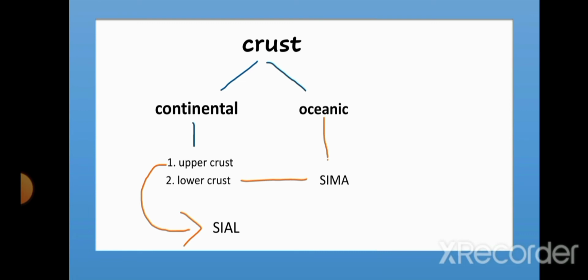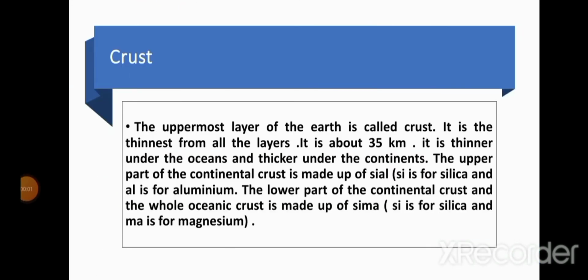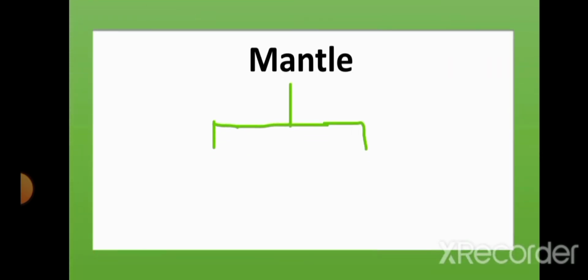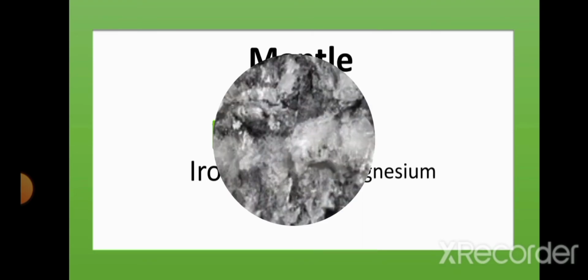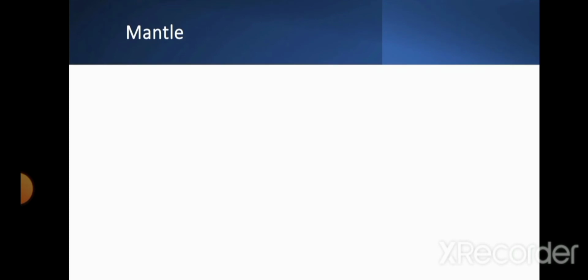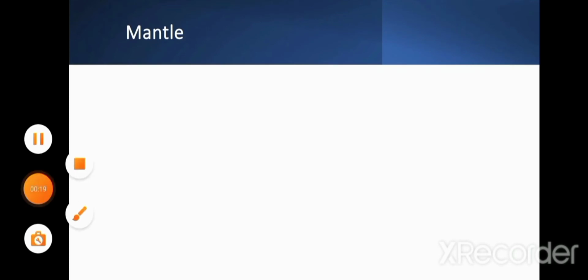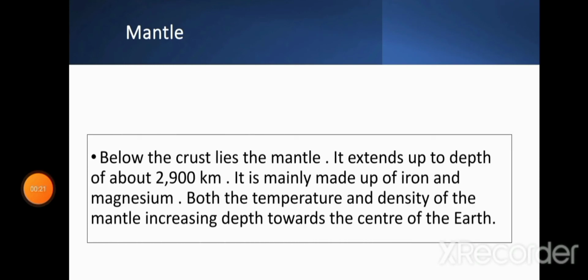Now let's learn about the mantle, the second layer of the earth. Mantle is made up of iron and magnesium. Let's study about it in further detail. Below the crust lies the mantle. It extends up to a depth of about 2,900 kilometers. Please note down this number. It is mainly made up of iron and magnesium.